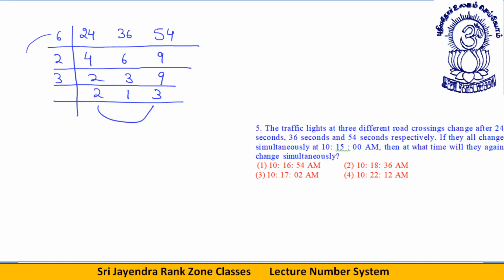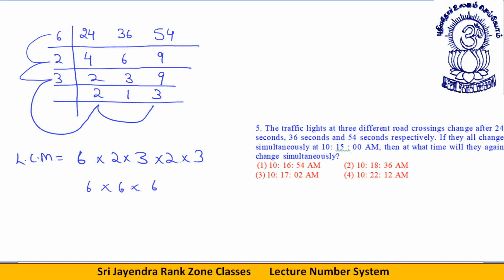So your LCM will be 3, 2, 3 this way. So the LCM is 6 into 2 into 3 into 2 into 3, that is 6 into 6 into 6, or you can say 216 seconds.